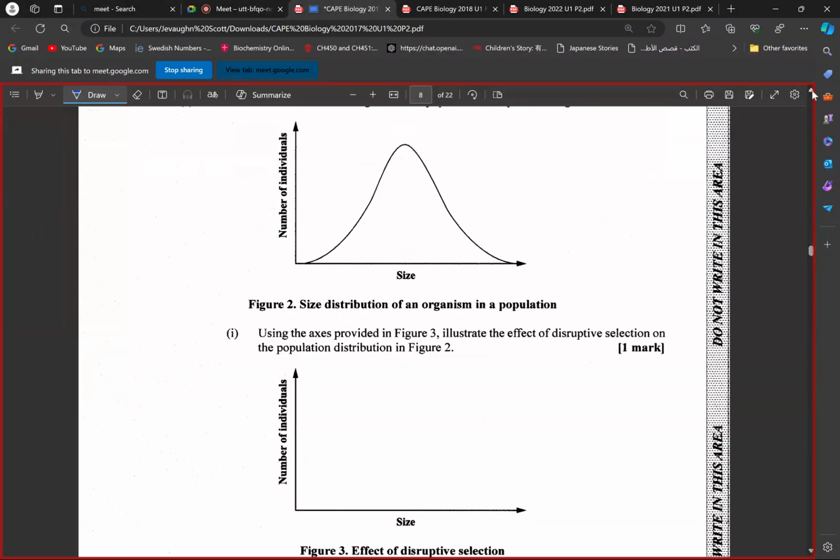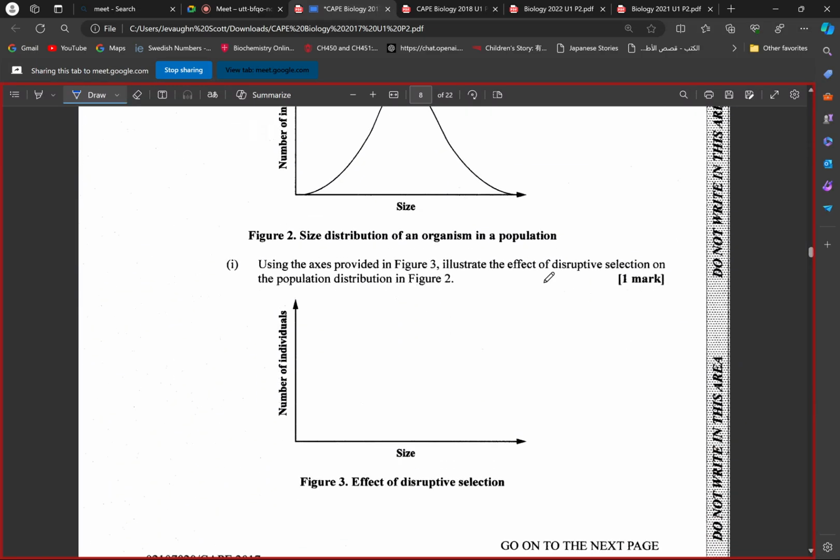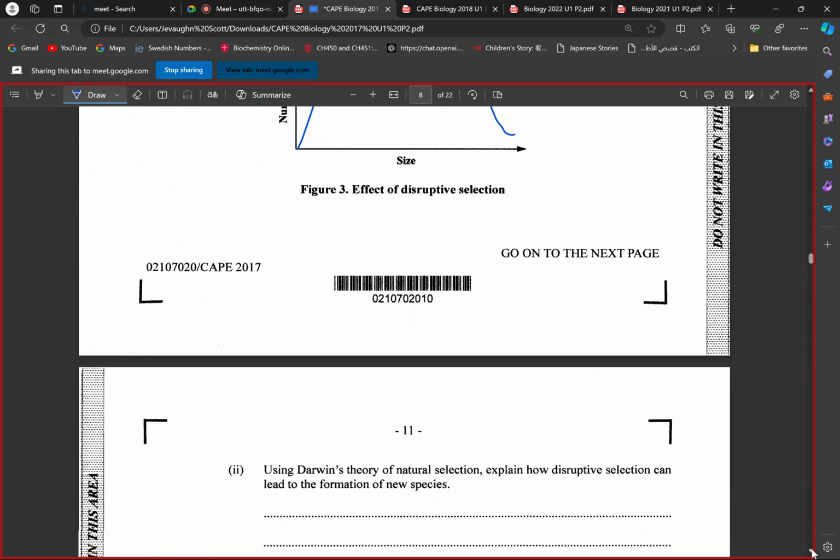This now gives us the size of an organism in a population, and we're asked to illustrate the effect of disruptive selection. And we know disruptive selection would have a selective pressure against the average size of the organism and select for two extremes, right? So disruptive variation will look like this, as the selective pressure goes against the average, so it's going to select in favor of two extremes. And that is what we're going to have for a disruptive selection graph there.